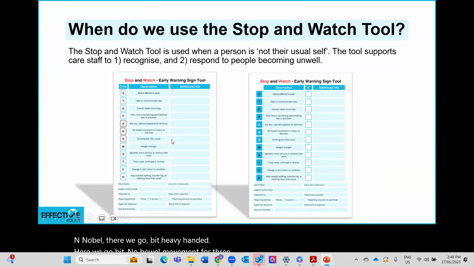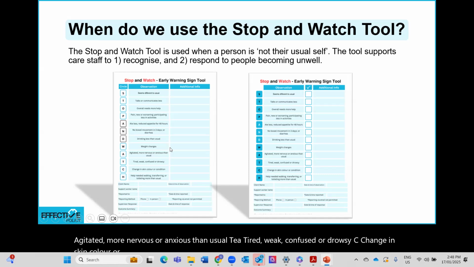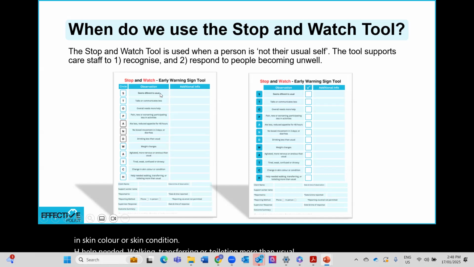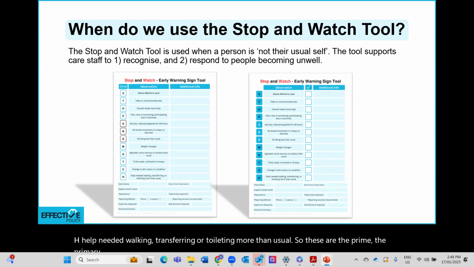D, drinking less than usual. W, weight changes. A, agitated, more nervous or anxious than usual. T, tired, weak, confused or drowsy. C, change in skin color or skin condition. H, help needed walking, transferring or toileting more than usual. So these are the primary observations.